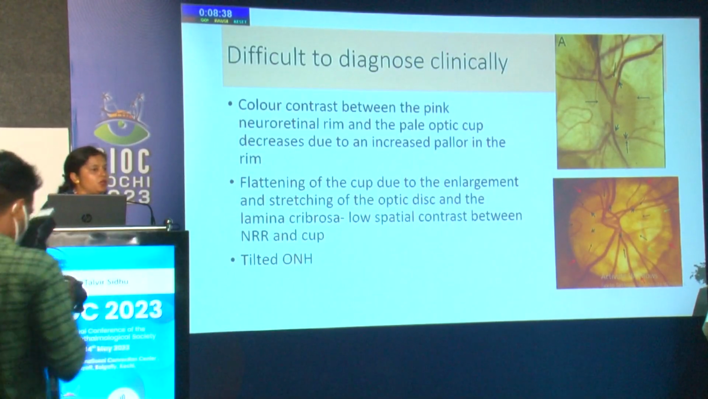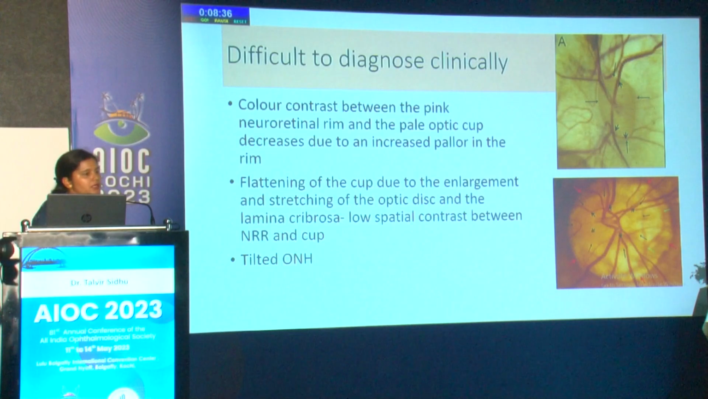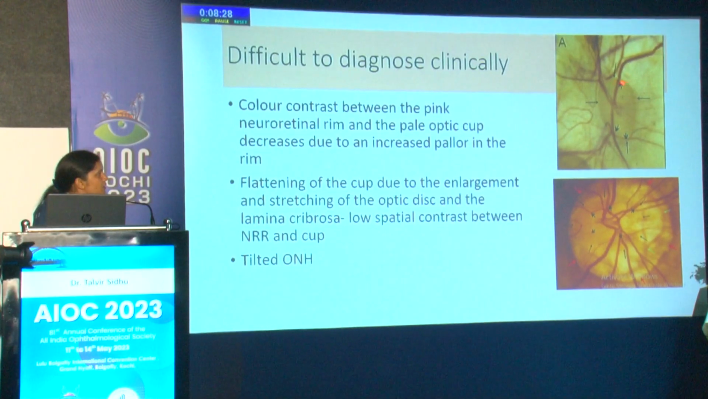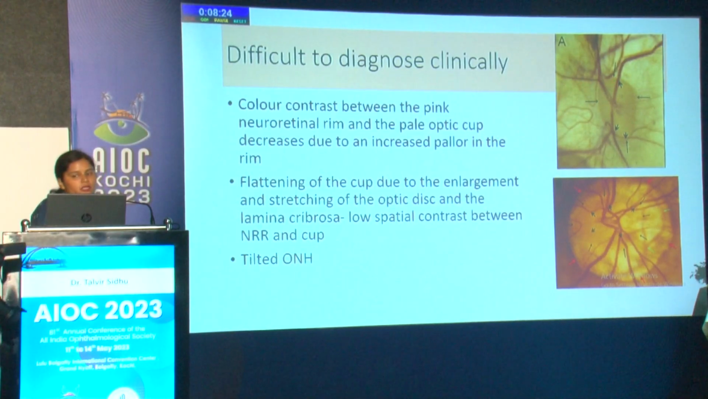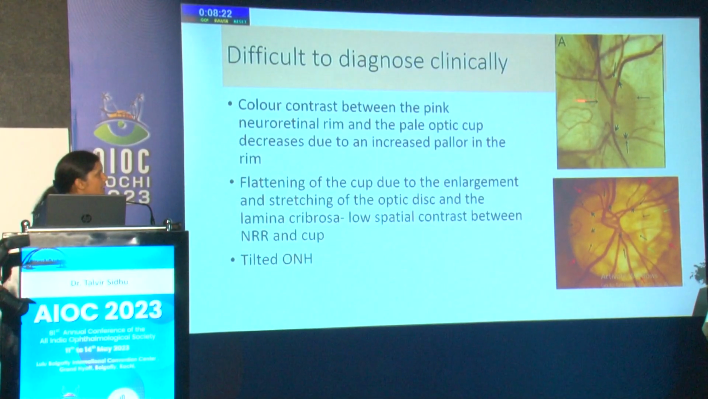So glaucoma in myopia is very difficult to diagnose clinically. Why? Because of the large peripapillary atrophy that can be present along with glaucoma in myopia. It is difficult to first ascertain the boundaries of the optic nerve head. Here we can see thin black arrows forming the boundary of the optic nerve head, and figure A shows a glaucomatous optic nerve head, where we can see a bending of vessels right at the edge of the optic nerve.